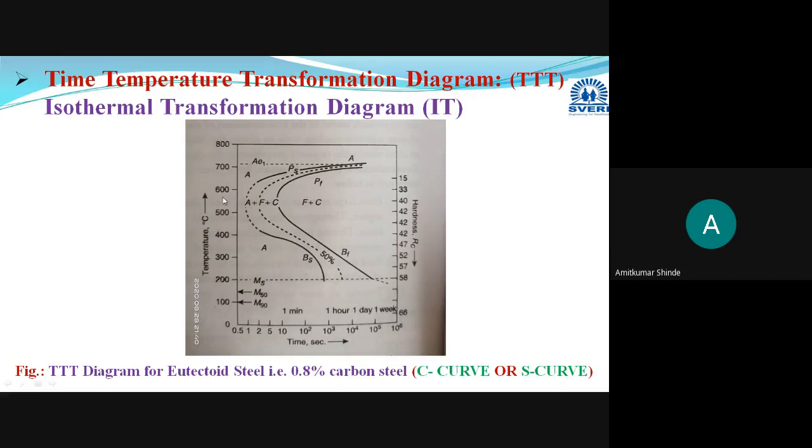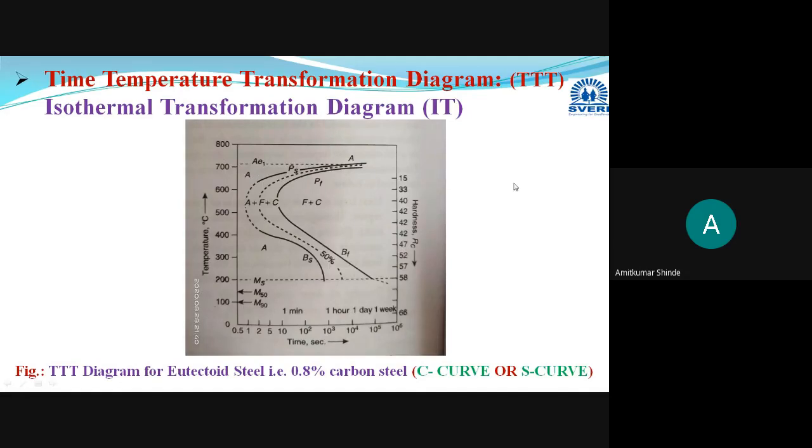In an examination, if they have asked you to draw this diagram, you have to mention all the phases, temperature points and hardness values. And on the left side, or whichever side is available on your paper, you have to indicate the meaning of the symbols you have used.